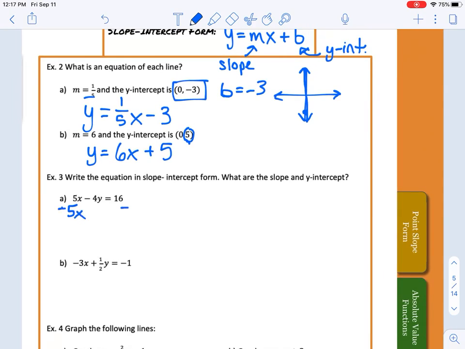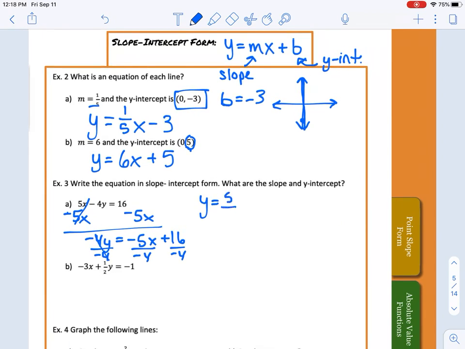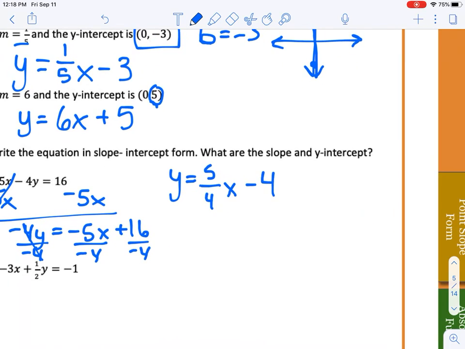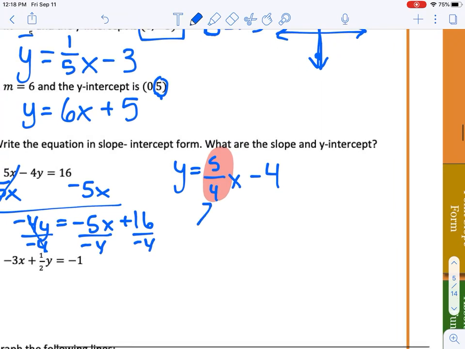So you'll subtract 5x on both sides. You'll get negative 4y equals negative 5x plus 16. You'll divide by negative 4 on both sides to both terms. So you have y equals 5 over 4x minus 4. So our slope is always the thing that comes before the x, and our y-intercept is the number, the constant by itself.